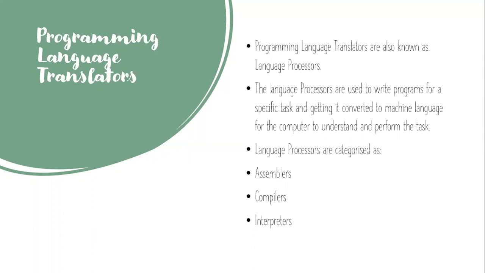So what does a language processor do? It converts that particular program into the machine language so that the computer can understand it and perform the particular task we want. Children, these language processors are basically classified into three types: assemblers, compilers and interpreters. Let us see each of them in detail.